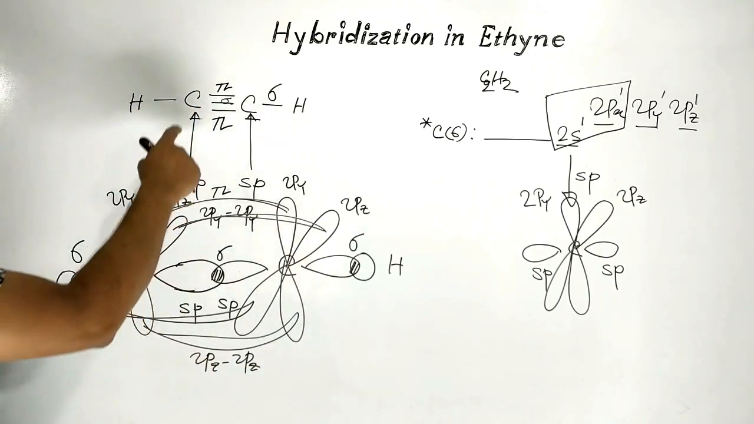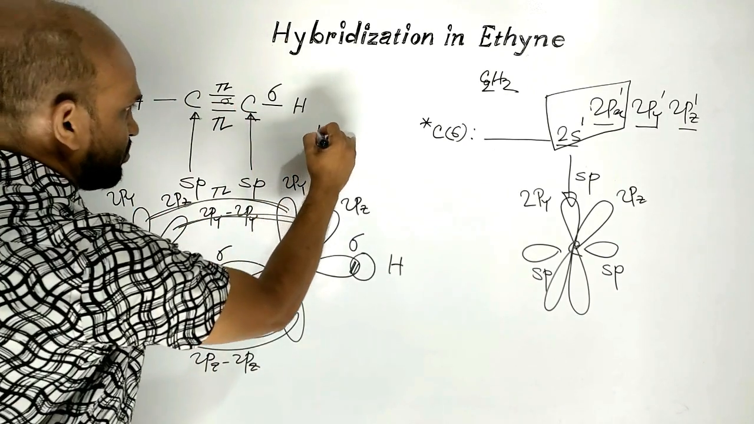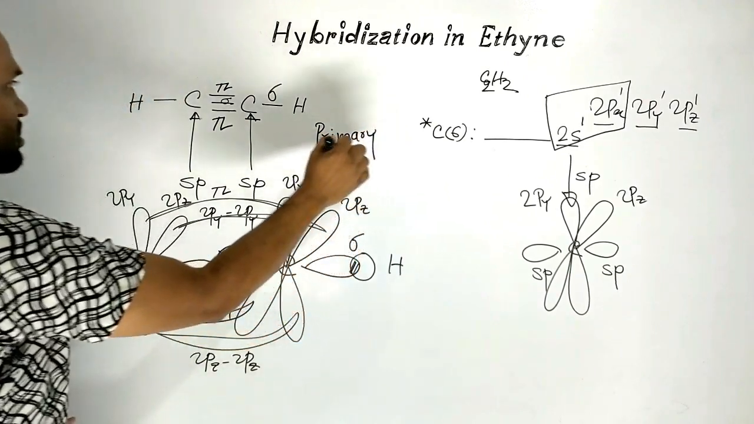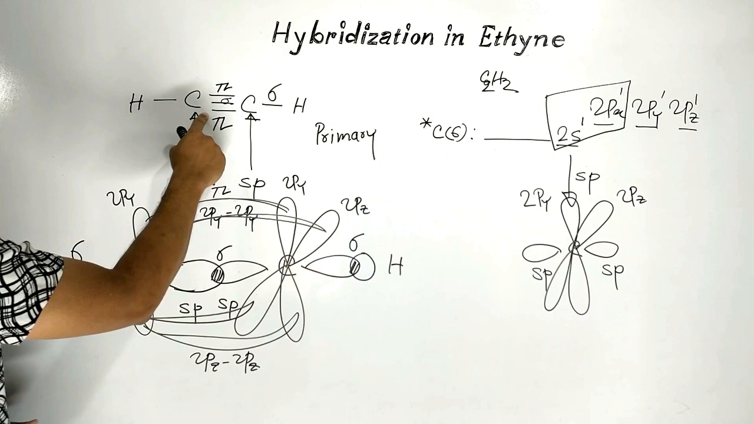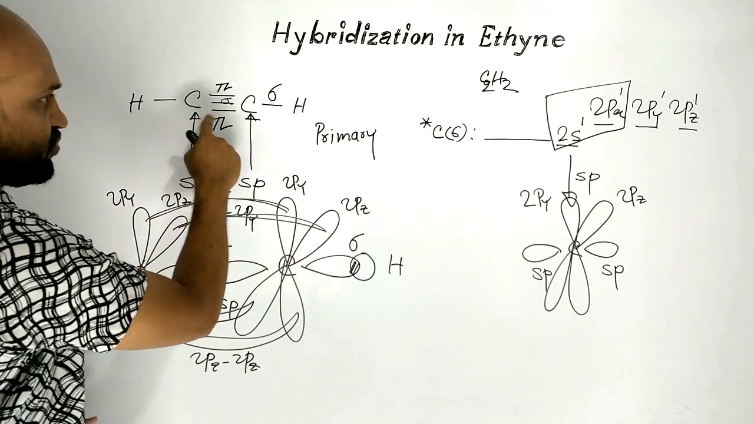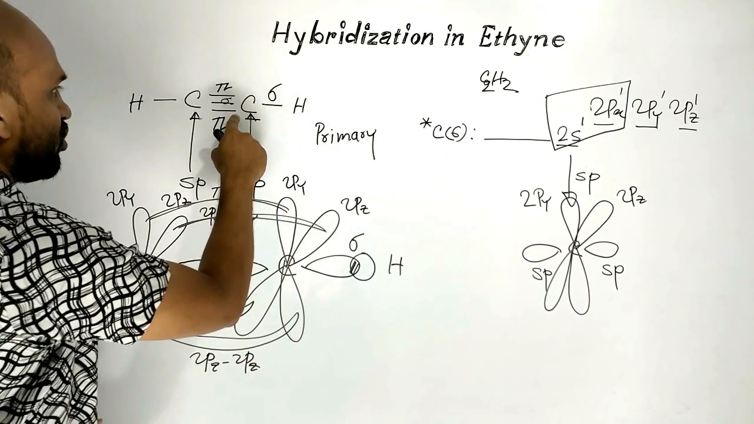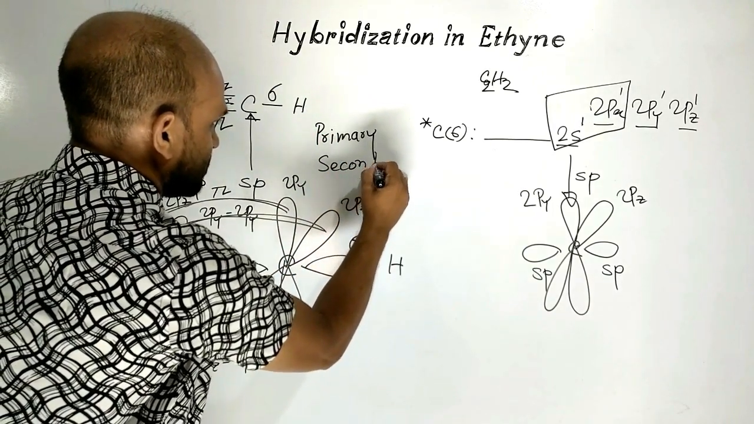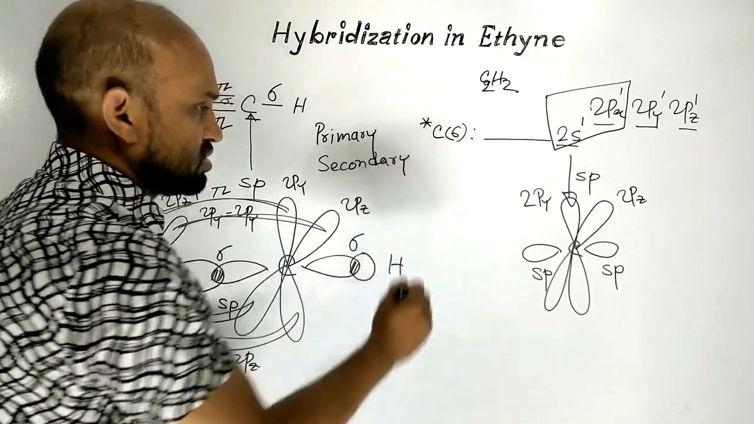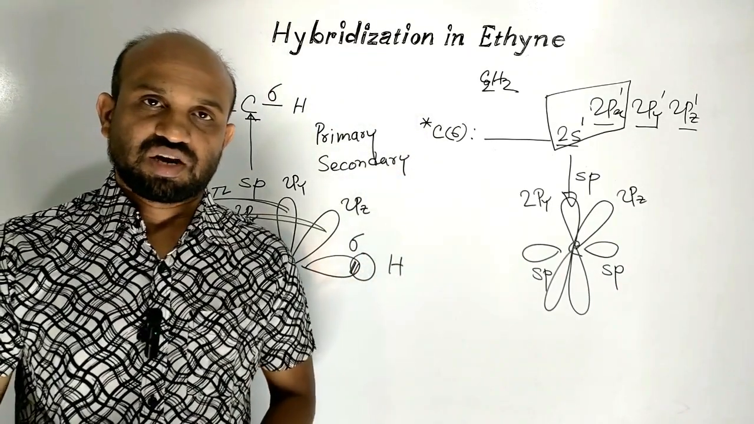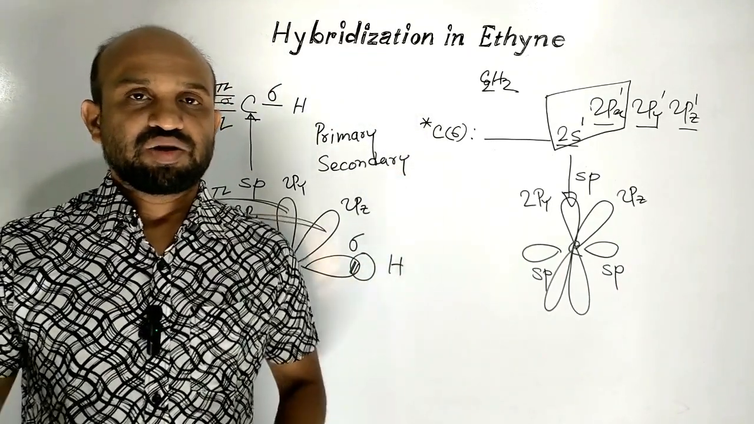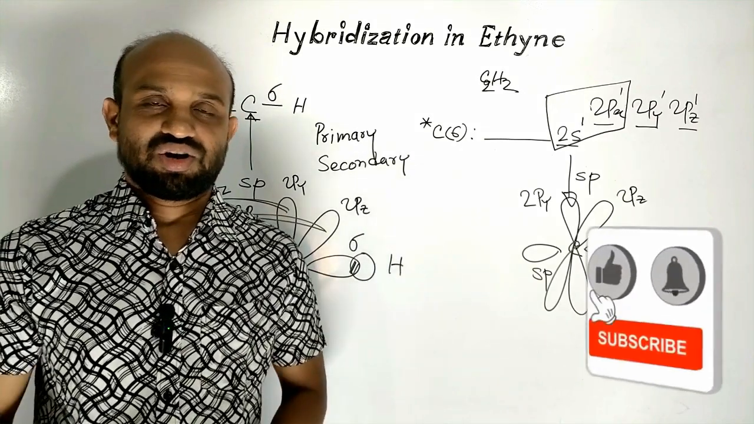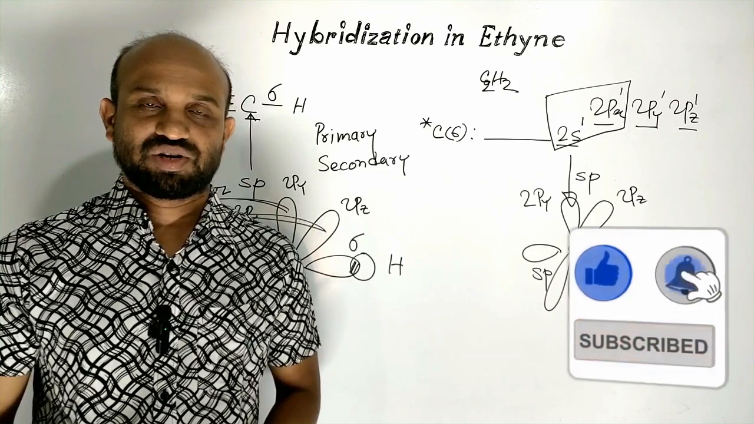Here, a sigma bond is a kind of primary bond because initially the sigma bond is formed. After forming the sigma bond, pi bonds are formed. That is why pi bonds are called secondary bonds. So a sigma bond is a kind of primary bond. Pi bonds are called secondary bonds. This is all about sp hybridization of carbon in ethyne.